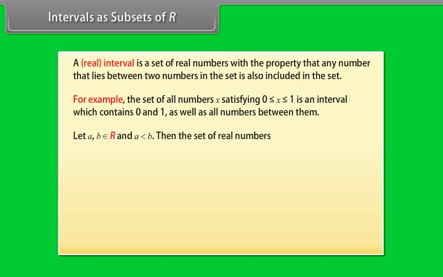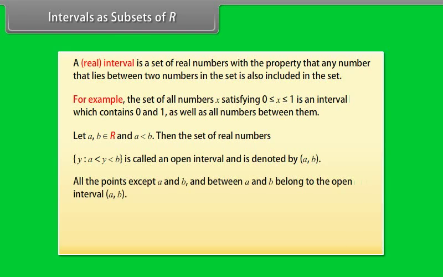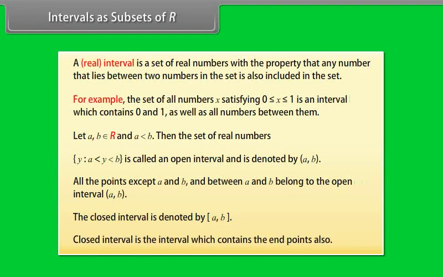Let A, B belong to R and A less than B, then the set of real numbers y such that A is less than y is less than B is called an open interval and is denoted by (A, B). All the points except A and B and between A and B belong to the open interval (A, B). The closed interval is denoted by this symbol. Closed interval is the interval which contains the endpoints also.